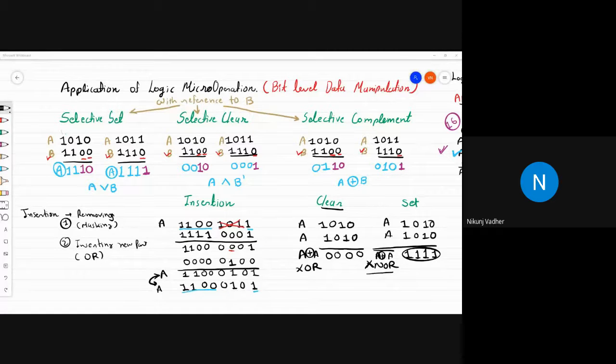Are you clear with this, all of you? Does anybody have any doubt or query in this? So we can start with the next topic. Yes, all of you are clear with this insertion. Yes, sir. I'm with you. Okay.